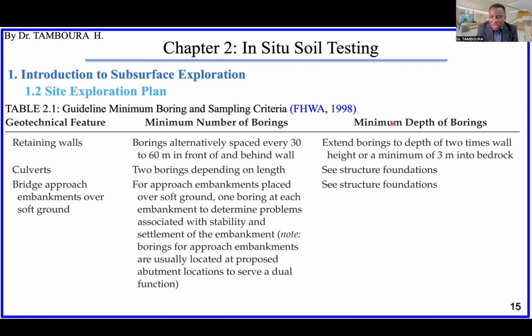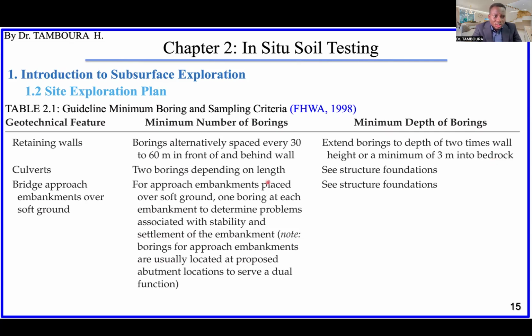And regarding the depth, the minimum depth for these borings for a retaining wall, it's saying extend the borings to a depth of 2 times the wall height. So if your retaining wall is 3 meters, you have to go 6 meters deep, or a minimum of 3 meters in bedrock. So if the bedrock is nearby, you have to go at least 3 meters into that bedrock. This is similar to the previous, the foundation for structures.